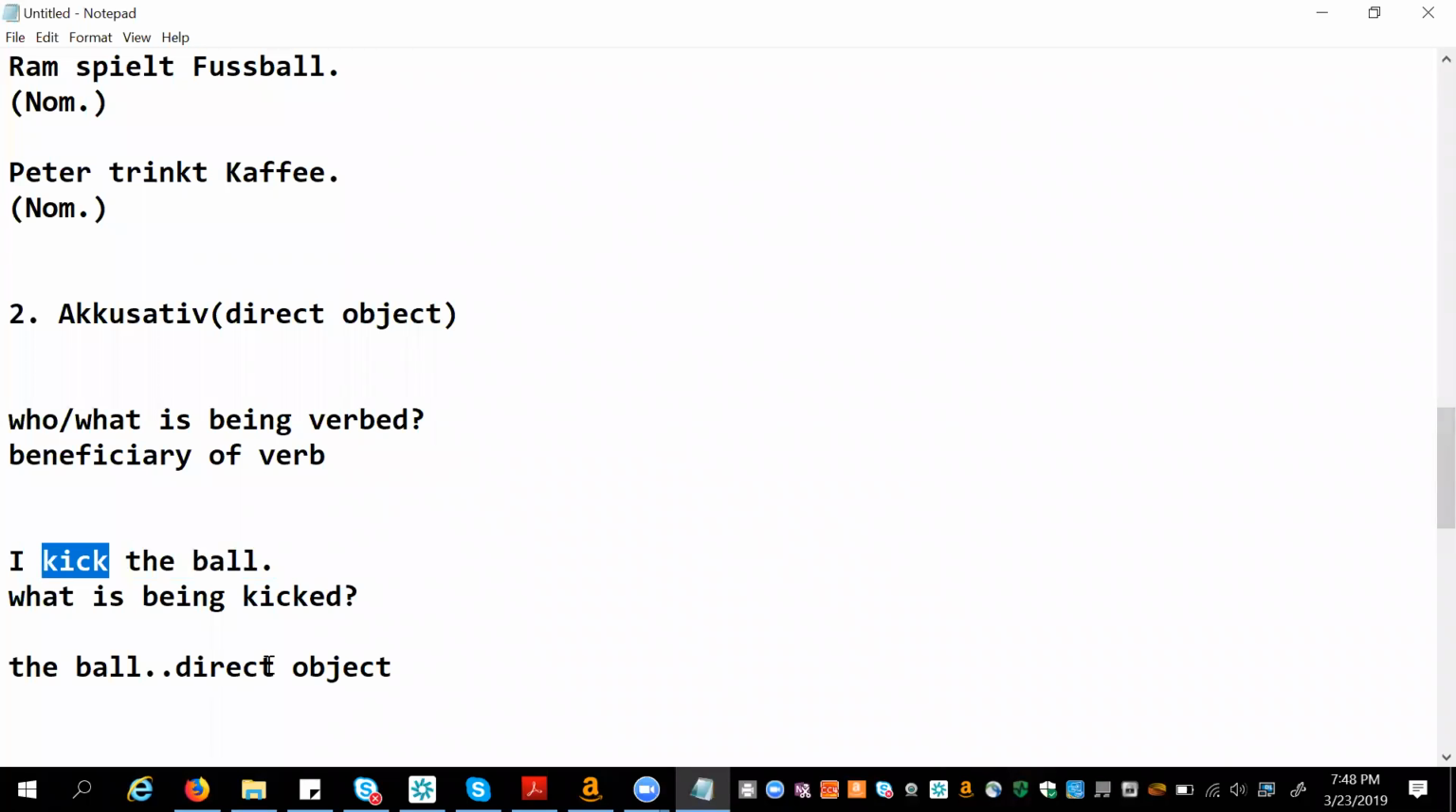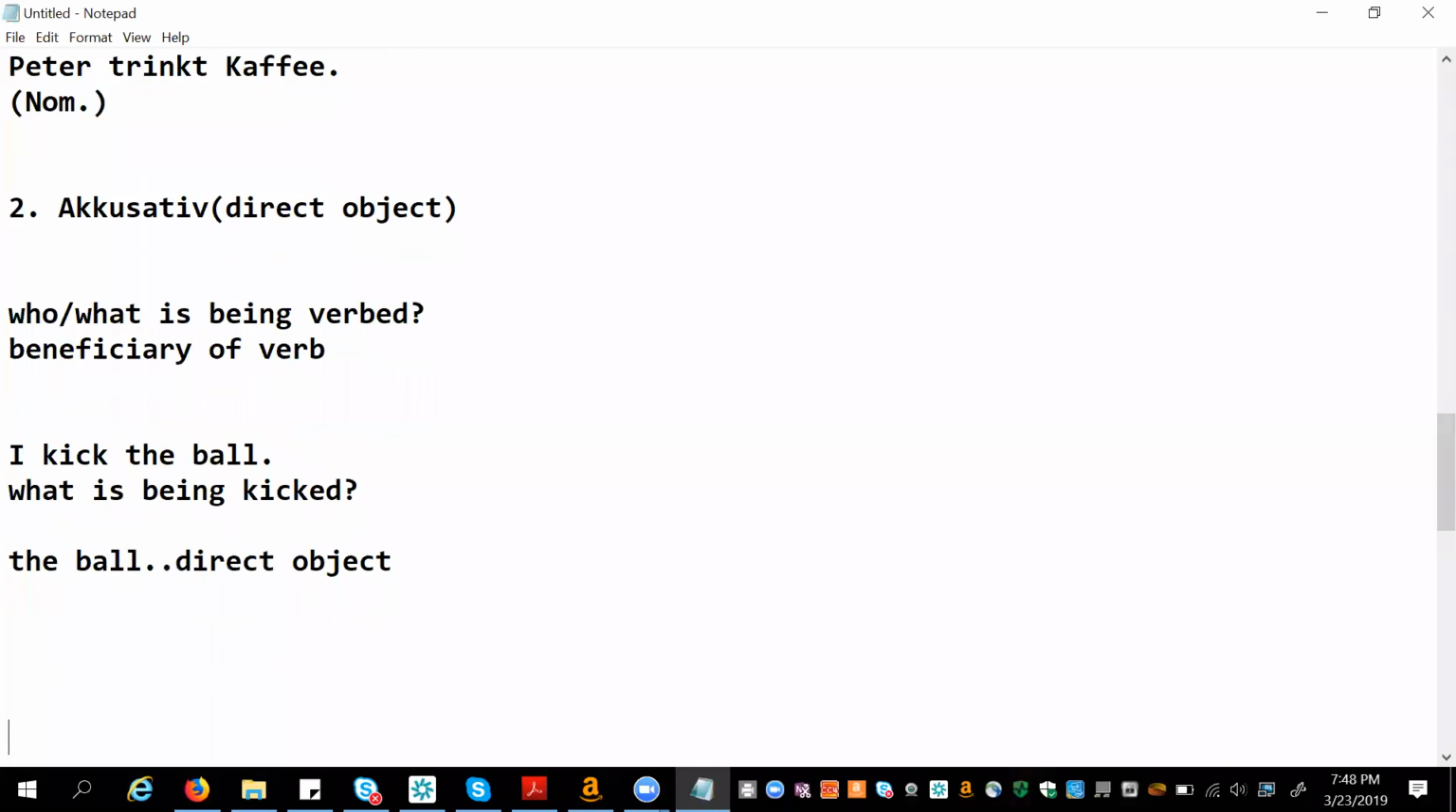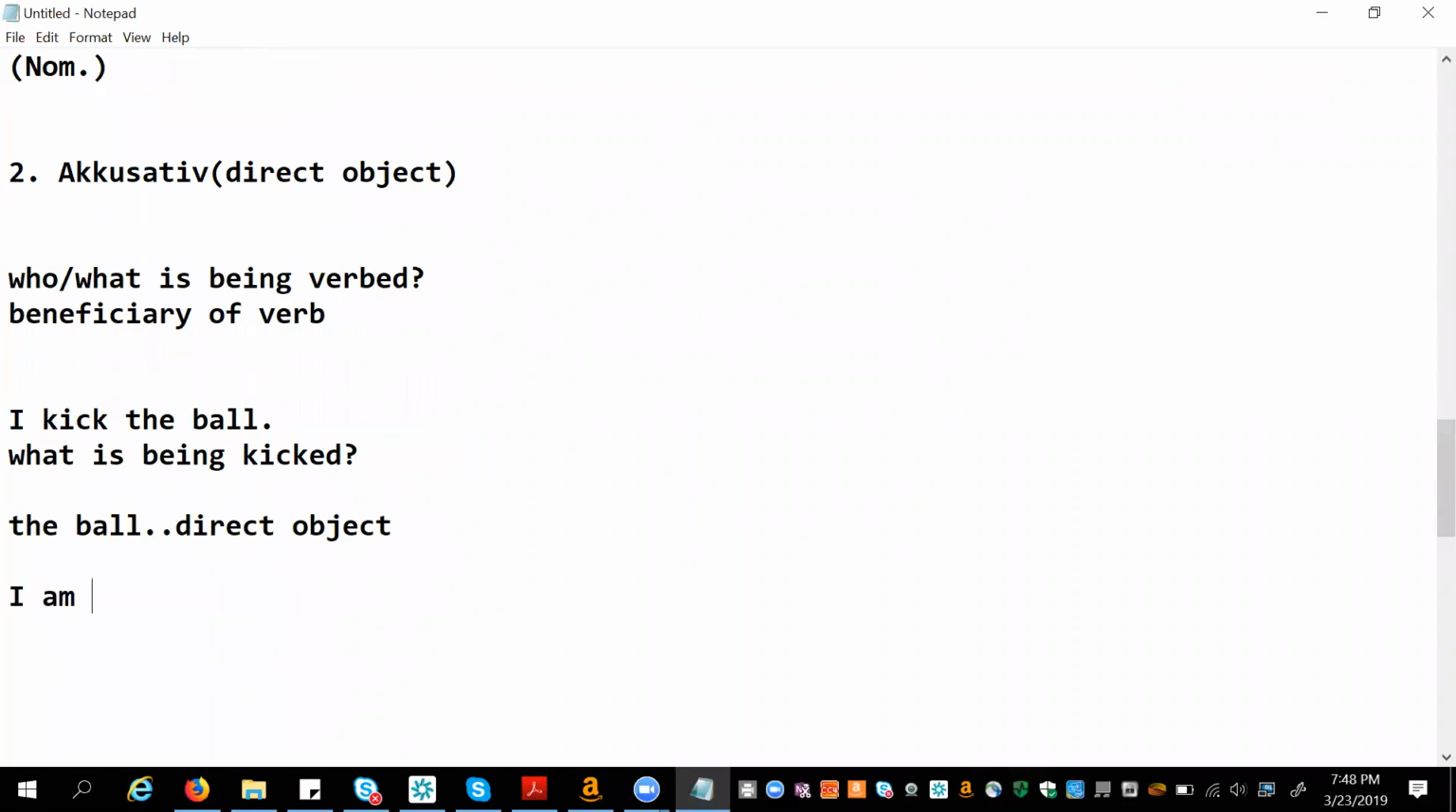Let's say I am drinking tea. Who or what is being verbed here? Tea. So tea is the direct object. This is very simple, guys. In order to understand the direct object in a sentence, just ask this question: who or what is being verbed? Then you will understand that that part of the sentence is the direct object.